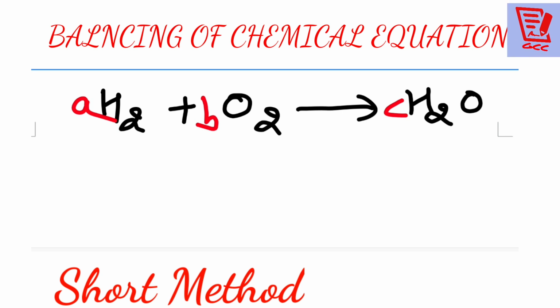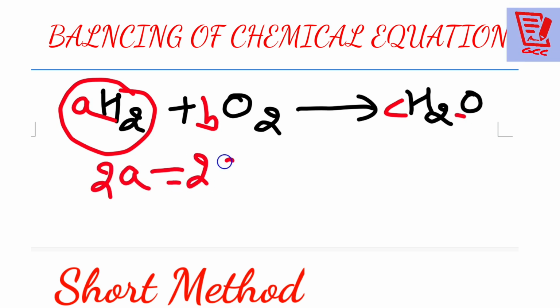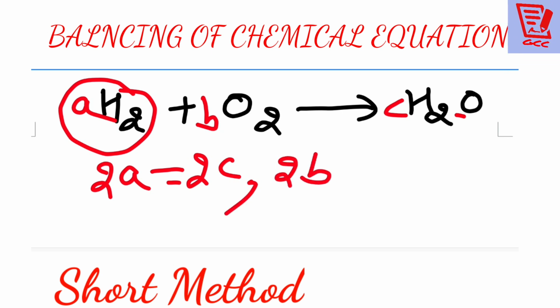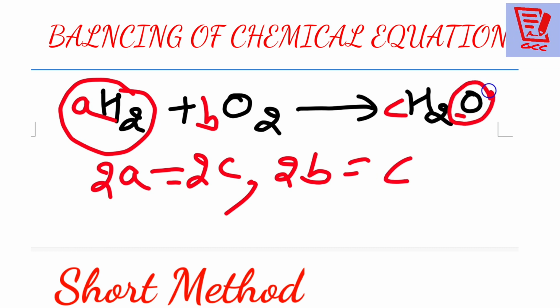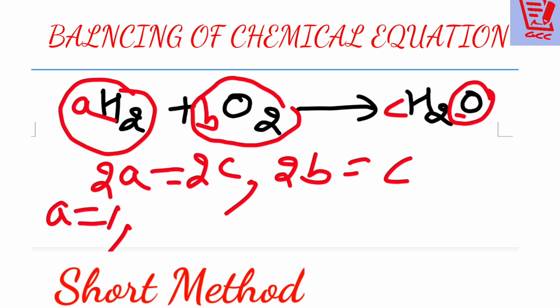What will you do in this? You see. First of all, hydrogen, you see, this is hydrogen, 2A equal to 2C, and here again oxygen, 2B equal to C, because there is only one oxygen, C. Here this side 2 oxygen, 2B equal to C. Let it be, put 1 for whichever you like, beta, it makes no difference. Let it be A is equal to 1.